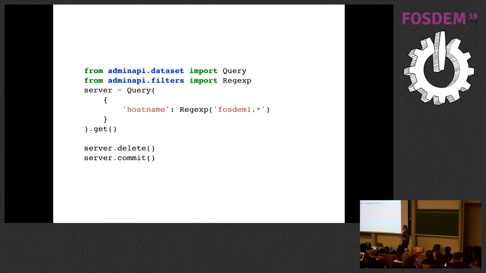So, final example, deleting. Again, we make a query. Here I show you the get function you can call on a query. The get function basically makes sure there's only one server matching your query, gets back this server. Otherwise it will raise an exception if there's 0 or more. We delete it. Again, deleting it doesn't really commit it. We need to commit it then.